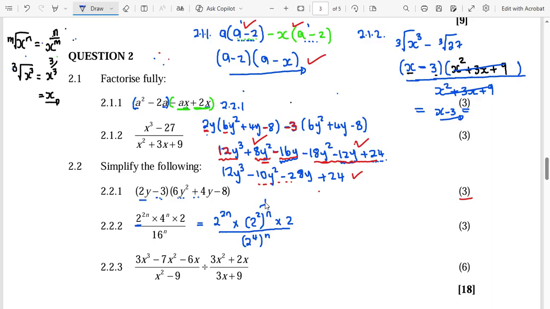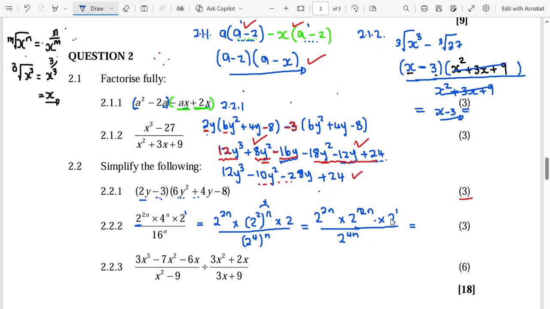You multiply the exponent, and you also do the same on the denominator. So this will give us 2 to the power 2n, times 2 times n, that's 2 to the power 2n, then times 2 to the power 1. I know that this is 2 to the power 1, and everything there is divided by 2 to the power 4n. So what's next?